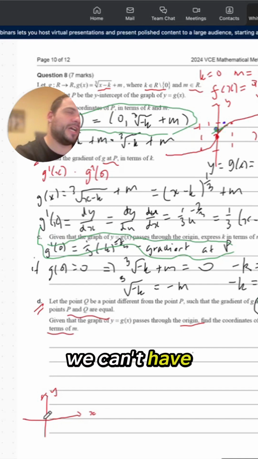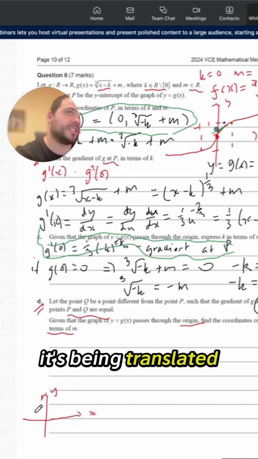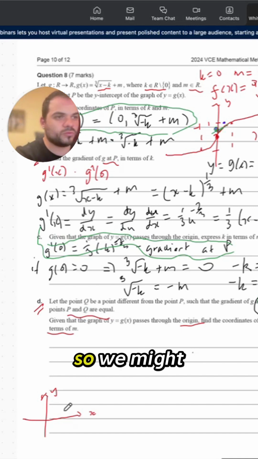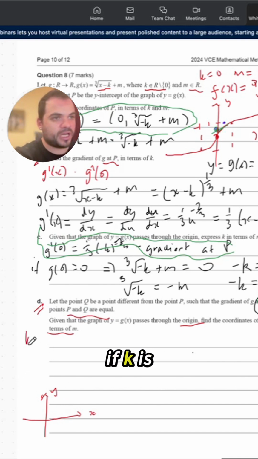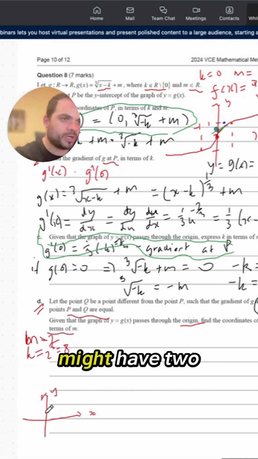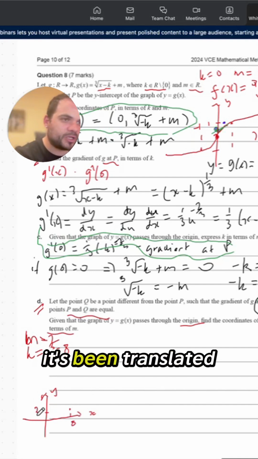We know that k cannot be 0, so it's not just the cube root of x. It's being translated horizontally. And since it passes through the origin, we know that k equals m cubed. So we might have our function look like this. For example, if m is 2, it's translated 2 up, and then k is equal to 2 cubed, which is 8. So it's being translated 2 up and 8 to the right. So here we might have 2, and here we might have 8.